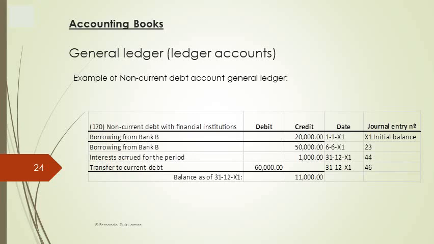At the end of period X1, we add up interest accrued on the debt, a credit for 1,000 euro, and we recognize 60,000 euro, that is, we debit it, when this amount becomes a short-term debt. In the balance sheet as of the 31st of December year 1, the non-current debt with financial institutions will exhibit a final credit balance of 11,000 euro. In the column on the right, we may check the number of the journal entry which corresponds with every movement.